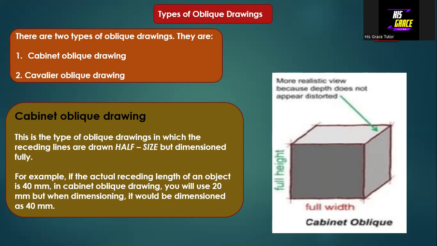As I said, we draw half size of the receding lines, and if the actual length of the receding line is 40 millimeters, you have to make it 20 millimeters.